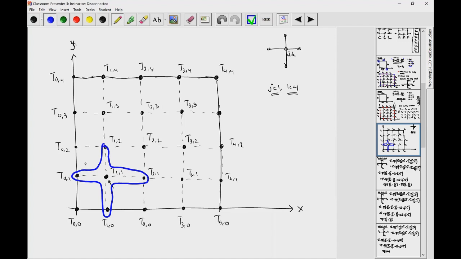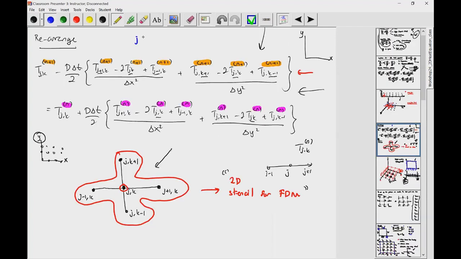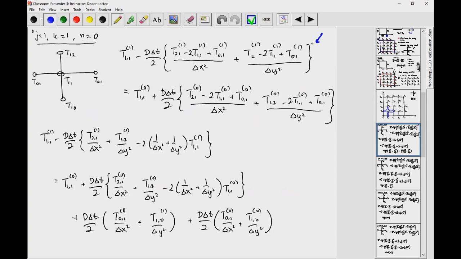Okay, so from this set of 5 points, all you have to do then is to sub in J equals 1 and K equals 1 to the index that you see over here. And of course we have set n equals 0. So when you do that, you will end up with an equation like this. So you have T11 minus D delta T over 2. Here you can see you have 2 1, 1 1, 0 1, which are basically the 3 points here. And then you have 1 2, 1 1, and 1 0. So there will be the 3 points in the vertical direction.